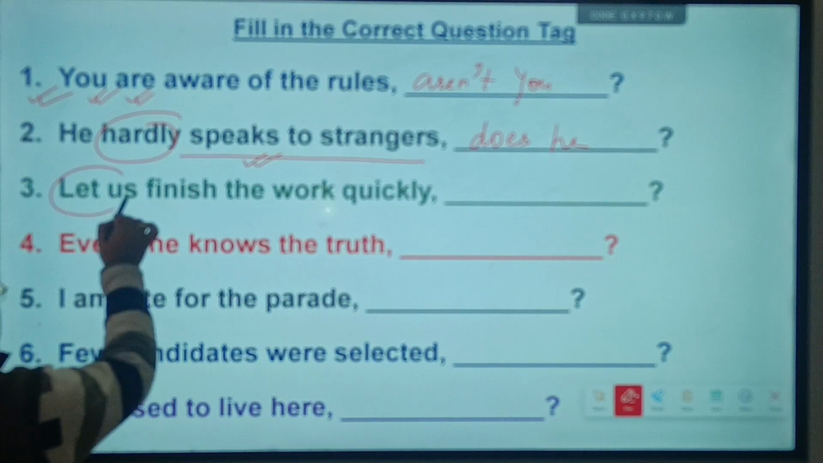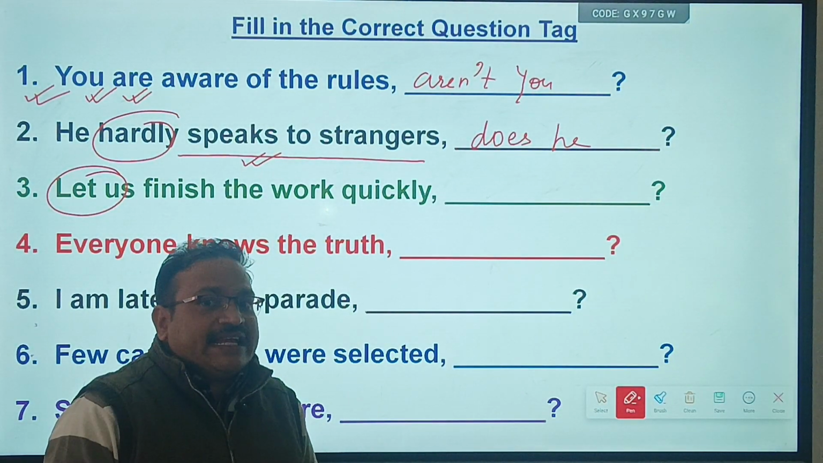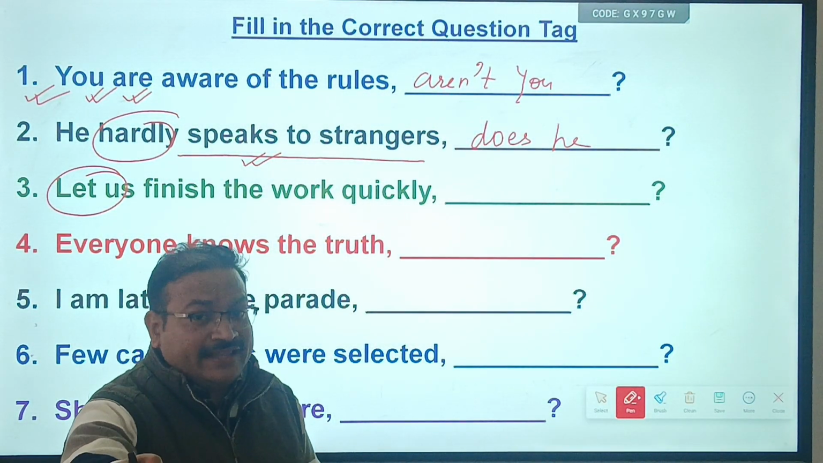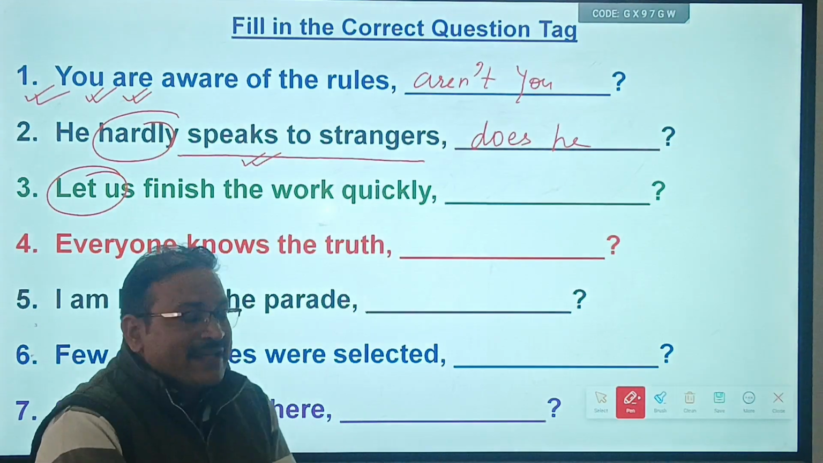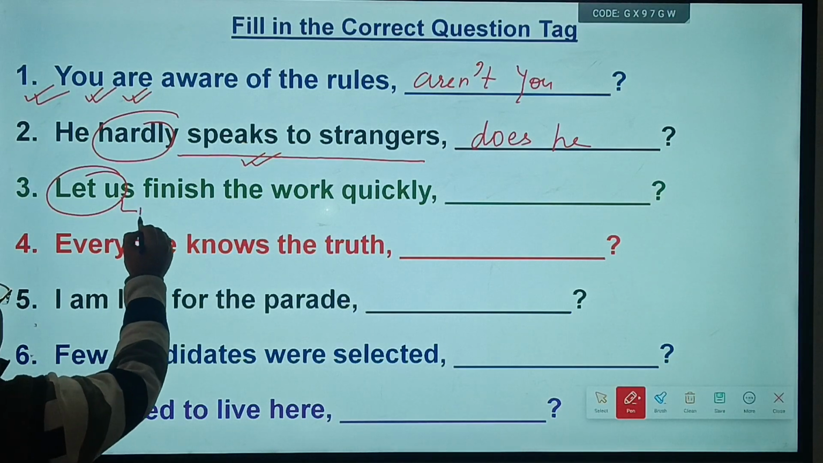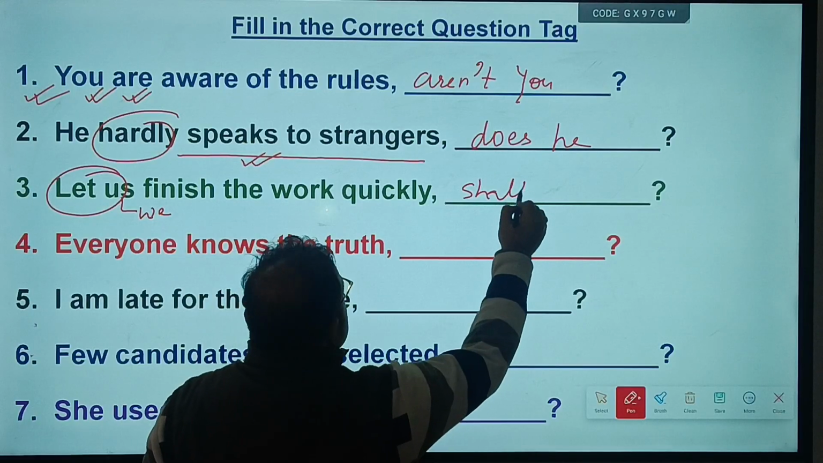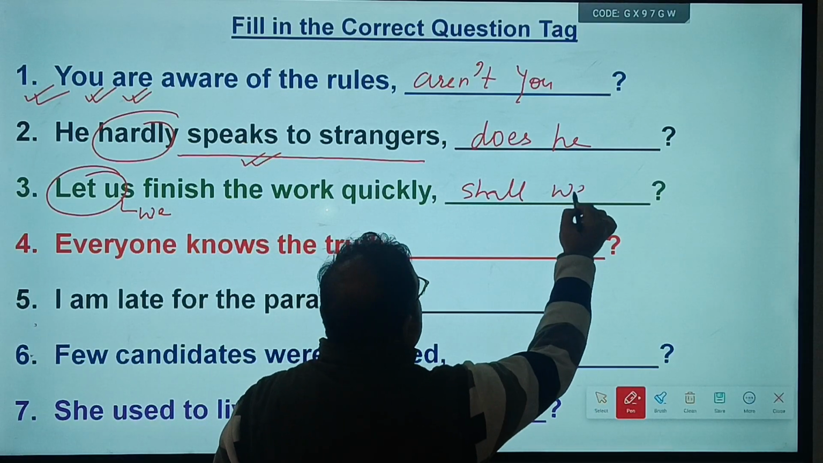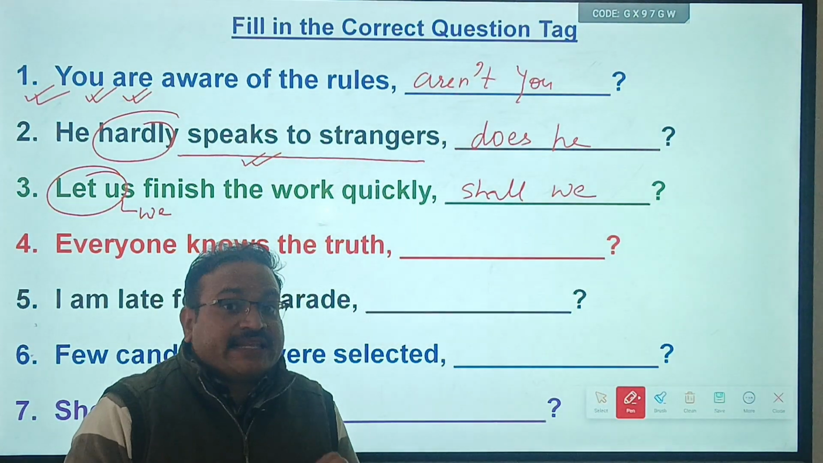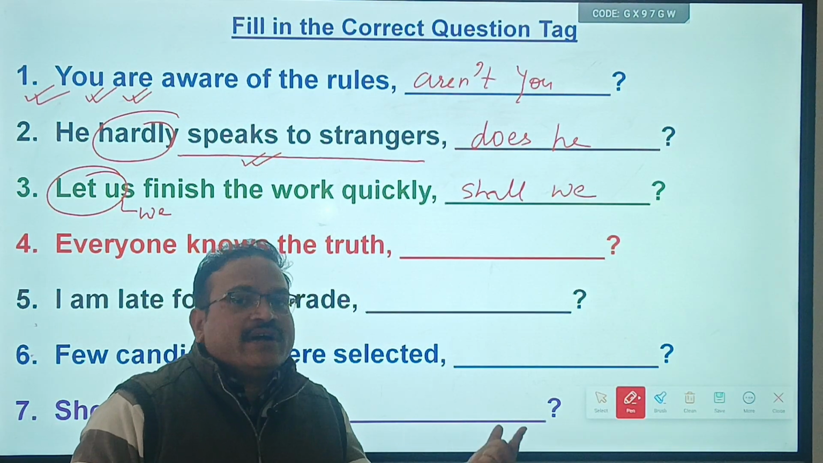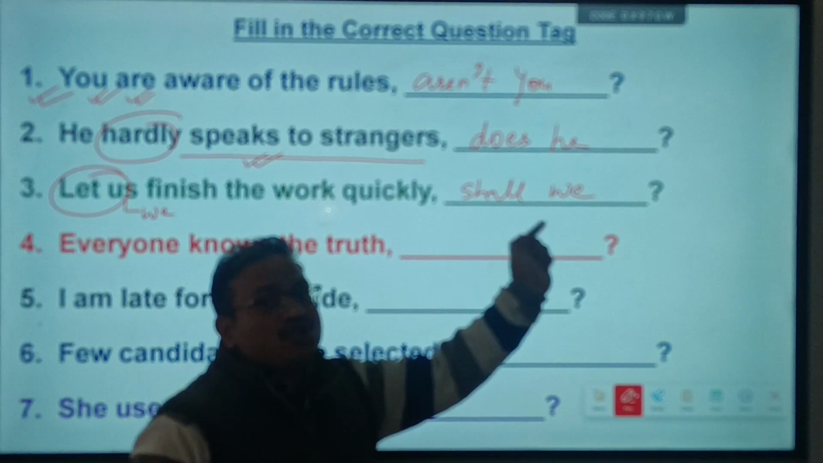Now let us finish the work quickly. We have already discussed difference between let's and let him, let her and let them. When we say let's, in that a speaker is included. Yes or no? So let us. So what is us? We. Okay. So what will be the question tag? Shall we. We from where? We from us. Shall we. Wherever you see let us, let's, and we have to write the question tag, we'll use what? Shall we. Let us is changed into shall we.